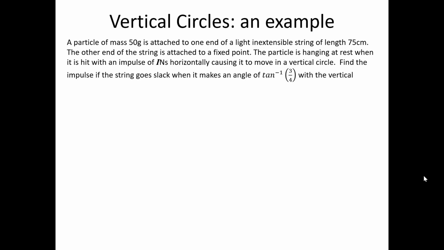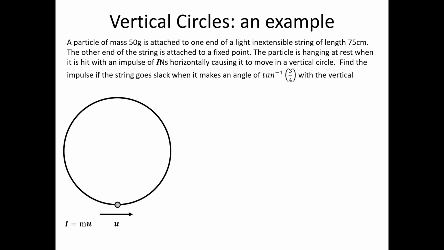I'm going to start by drawing a diagram. Here's our particle. It's given some impulse corresponding to an initial velocity of u and sets off on this circular path. It ends up reaching some point up here such that the normal from that point on the path to the center makes an angle of theta with the vertical, and that angle has a tangent of 3/4.